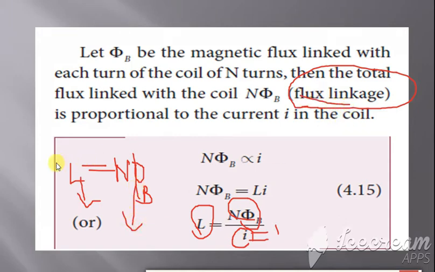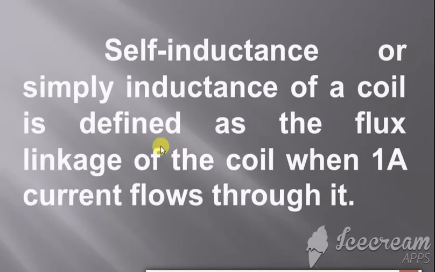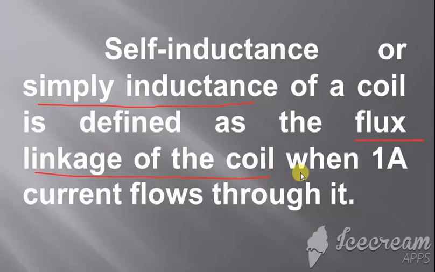Flux linkage. So we can say that self inductance is equal to the flux linkage when the unit current passes through the circuit. So unit current means what? I is equal to 1. Instead of 1, we say unit current. So when unit current passes through the circuit, the self inductance is equal to the flux linkage. See here, the self inductance of a coil is defined as the flux linkage of the coil when 1 ampere current flows through it.